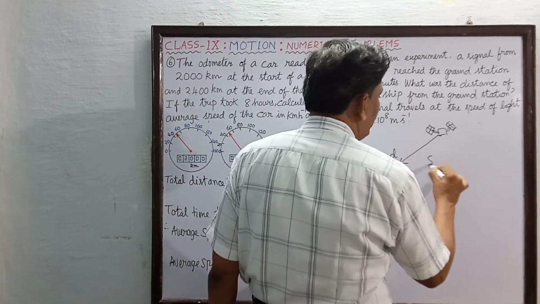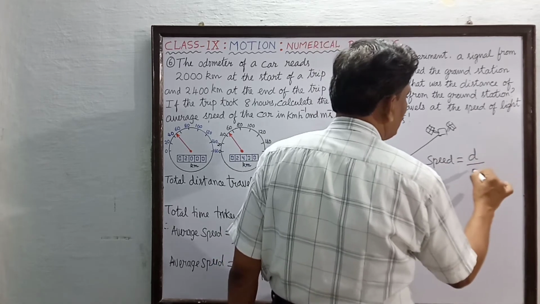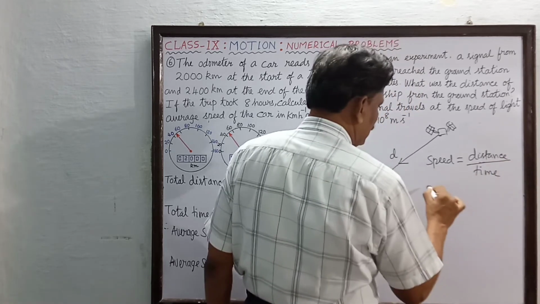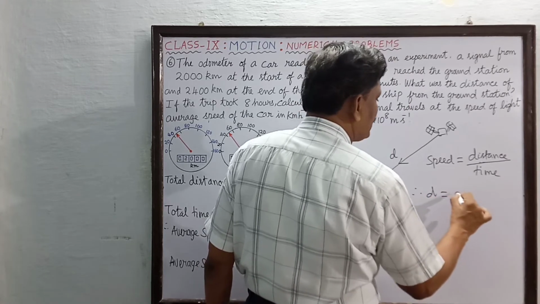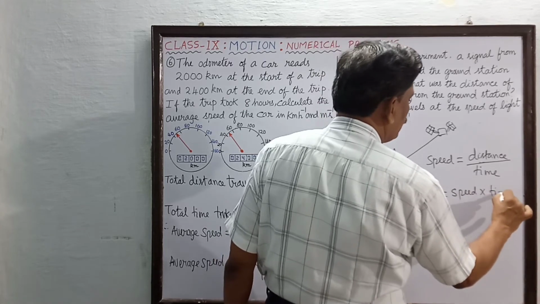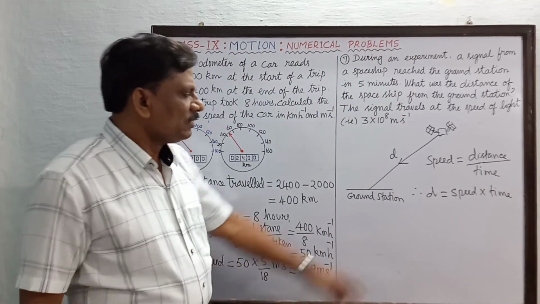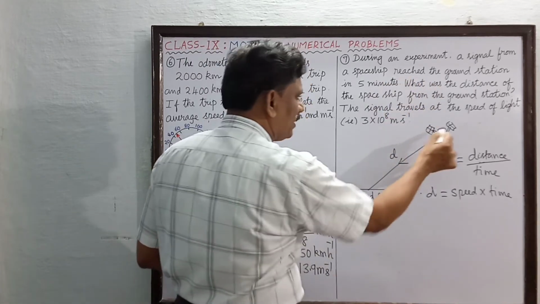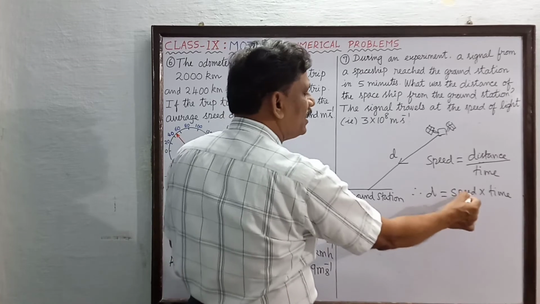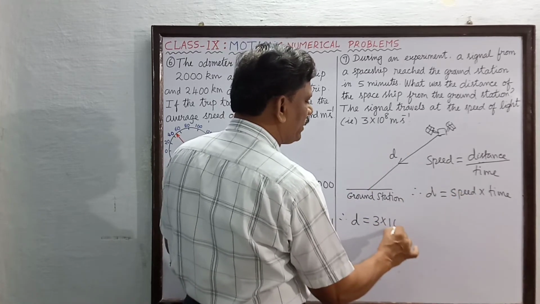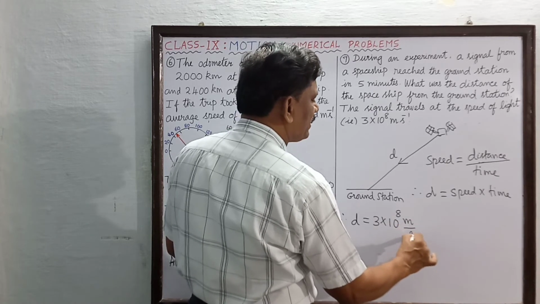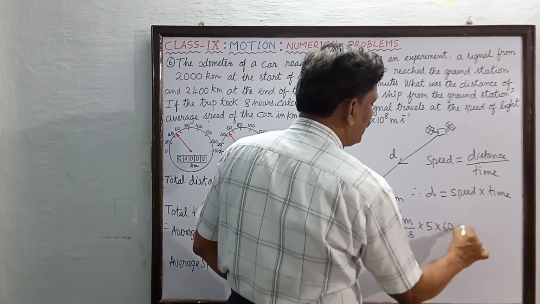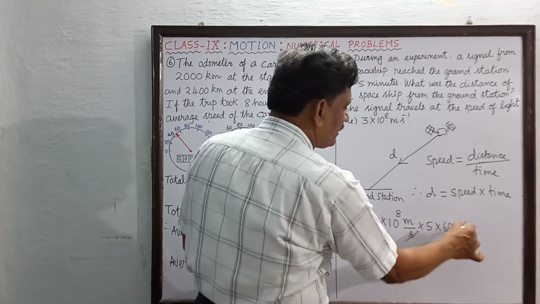So what is the speed? Speed is equal to distance divided by time. So speed is equal to distance traveled divided by time taken. And therefore the distance d is equal to speed into time. Okay, students. So we want to find the distance of the spaceship from the ground station. Therefore, d is equal to speed. Speed of light is given as 3 into 10 to the power of 8 meter per second into 5 minutes time is given. So 5 minutes is multiplied by 60 seconds, so that second and second get cancelled.